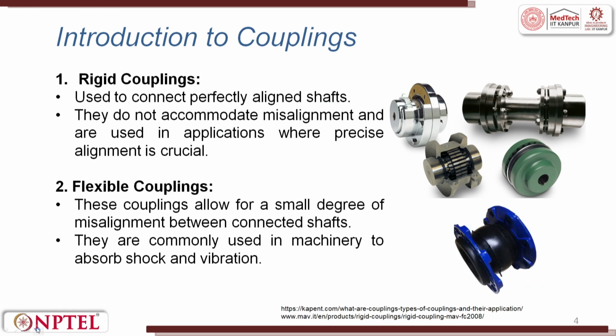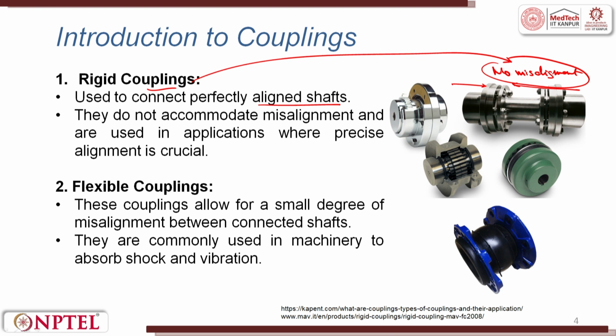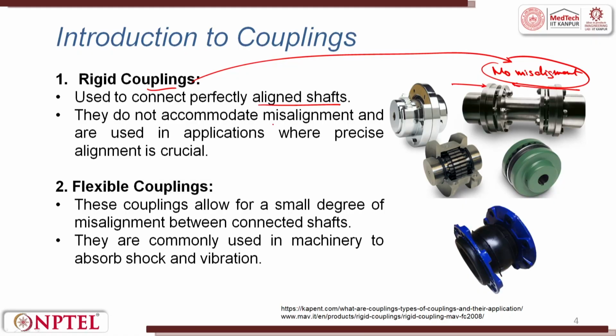Rigid coupling is used to connect perfectly aligned shafts. When the shafts are perfectly aligned, that is, there is no misalignment, then we use rigid couplings. When the axes of the two shafts are perfectly aligned to each other and exactly horizontal, then only a rigid coupling could be used, because there is no play that is allowed here. They do not accommodate misalignment and are used in applications where precise alignment is crucial.